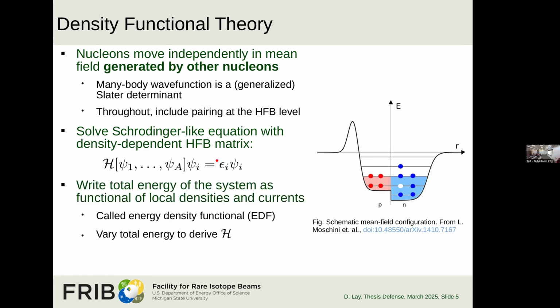The way we come up with this matrix is we actually write down the total energy of the system. Used to be you would write down a many-body interaction. People have moved away from that in the past couple of decades. We write down the total energy as a functional of the local densities and currents, and we call this the energy density functional. Then we vary that total energy to derive our HFB matrix. And one of the key points here is that this is fairly divorced from an actual many-body interaction. What that means is the form of the EDF may be inspired from physical motivations, but then we actually have to fit the EDF parameters to some choice of data. So then, as we'll come back to later, one of the things we would like to do is propagate the uncertainties from our calibration through to the things they compute.